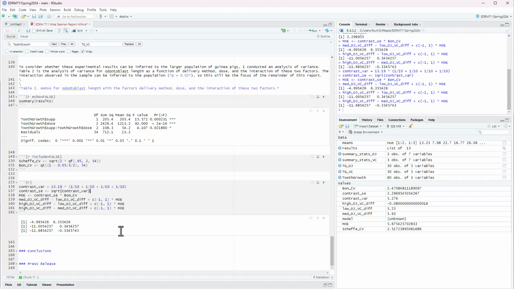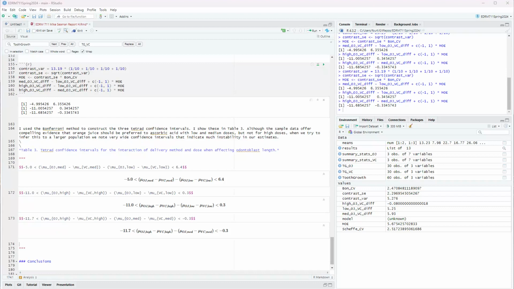Okay, let me put in some text to go along with all this. I'm going to put it down here because I'm not going to show this. After I use this information to construct my table, I'm going to hide all this. So my text says, I use the Bonferroni method to construct the three tetrad confidence intervals. I show these in table three. Although the sample data offer compelling evidence that orange juice should be preferred to ascorbic acid with low and medium doses, but not for high doses, when we try to infer this to a larger population, we note very wide confidence intervals that indicate much instability in our estimates.